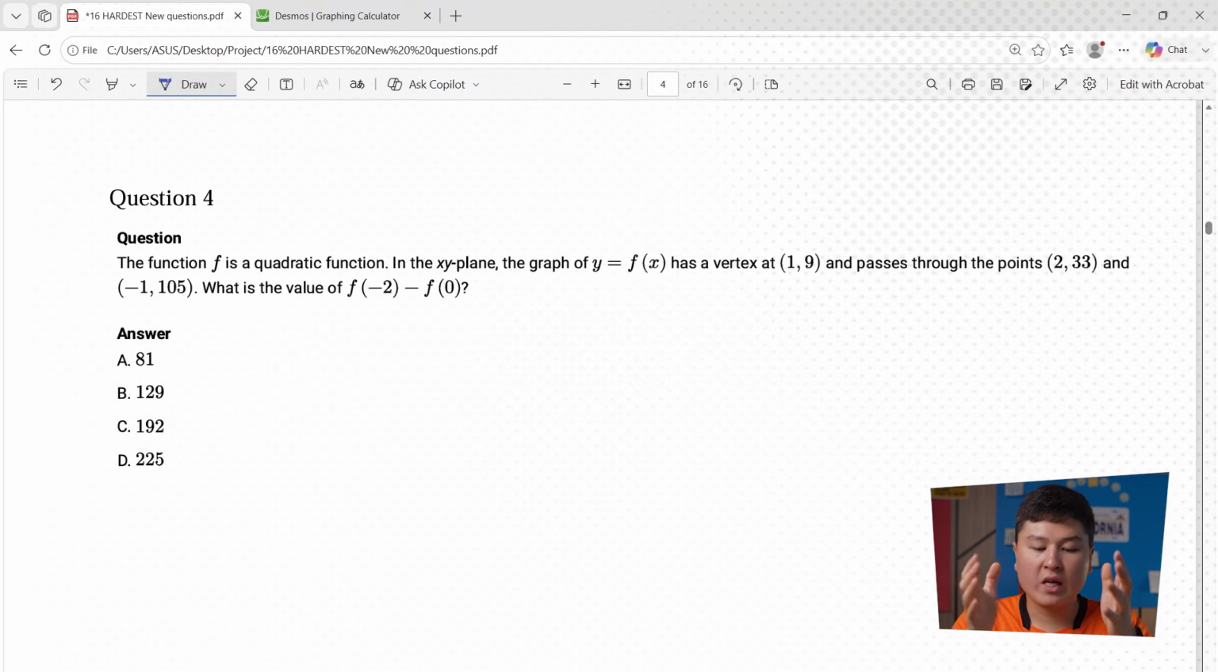And question 4. The function f is a quadratic function in the xy plane. The graph has vertex at (1, 9) and passes through the points (2, 3) and (-1, 105). What's the value of f of -2 minus f of 0?